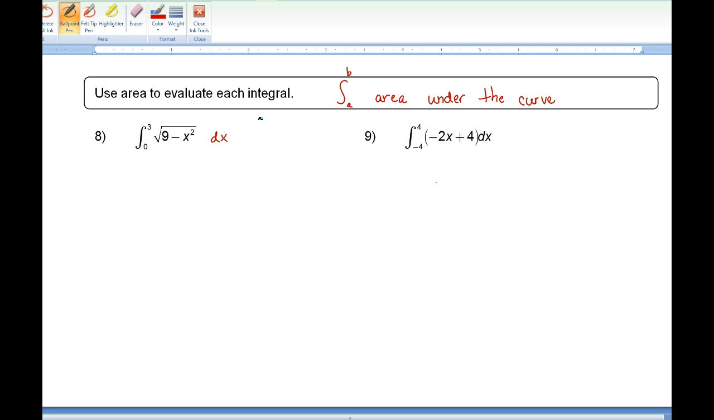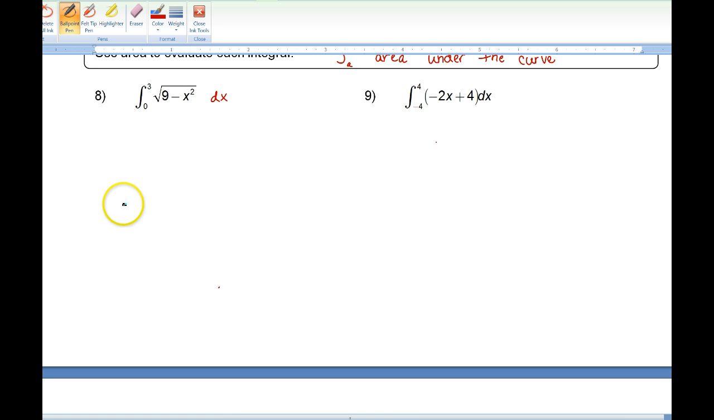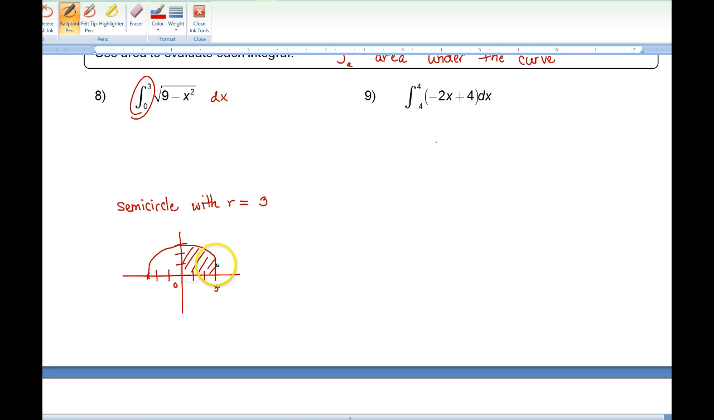So take this graph. What does this graph look like? It's a semicircle. Did we forget that? It's a semicircle with radius, what's the radius of the semicircle? 3. And notice the bounds. We only want the part from 0 to 3. So in other words, if I were to graph this, I just want that region.